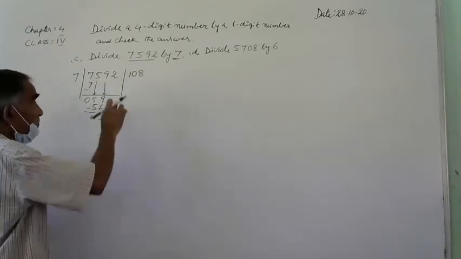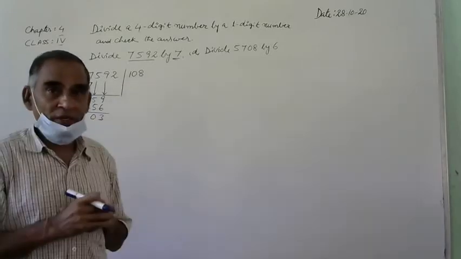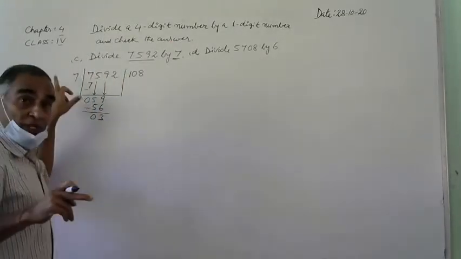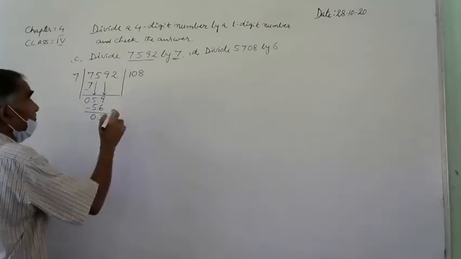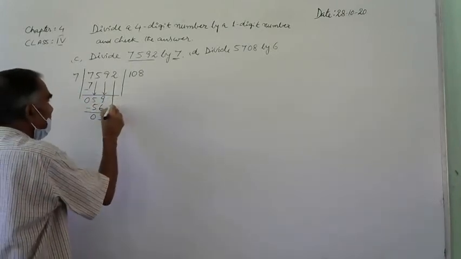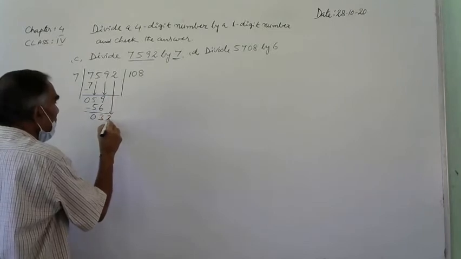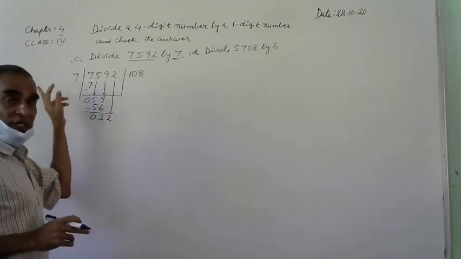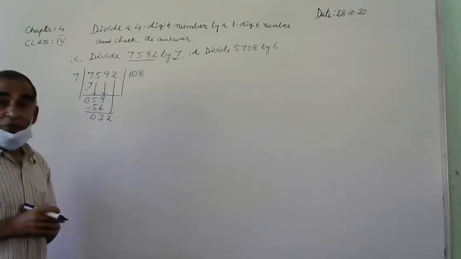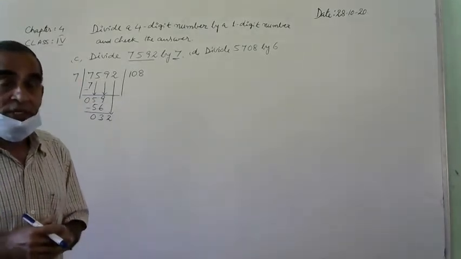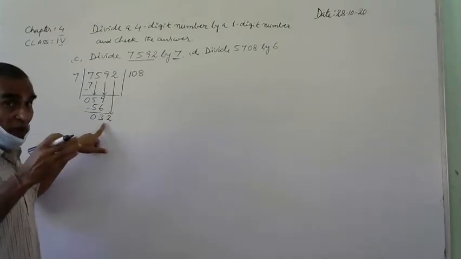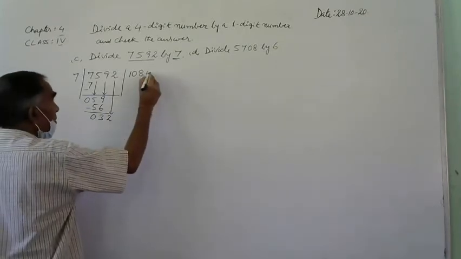ओके. ऊपर से जब डिविडेंड से नंबर डाउन करोगे, तब अगर वो डिवाइजर से छोटा हो तो 0 लगेगा. Then now you down this 2. 32. Is it bigger than 7? Yes. 7 table you decide. 7 4s are 28. 7 5s are 35. ये 32 है. 35 बड़ा हो रहा है. 7 4s.